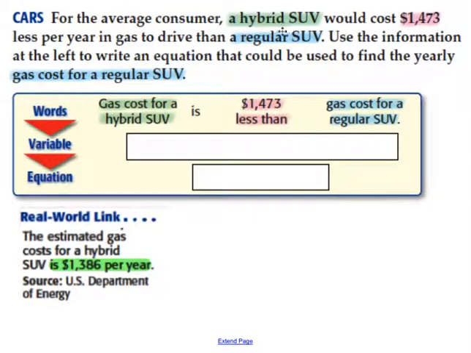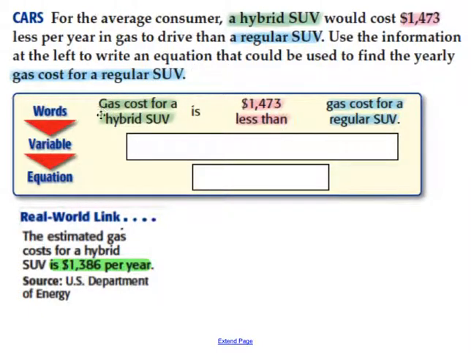Here's another example with cars. It says for the average consumer, a hybrid SUV would cost $1,473 less per year in gas to drive than a regular SUV. So we have two different things, a hybrid and a regular SUV. So I have those color-coded. Use the information to the left, well, it's really at the bottom, to write an equation that could be used to find the yearly gas cost for a regular SUV.